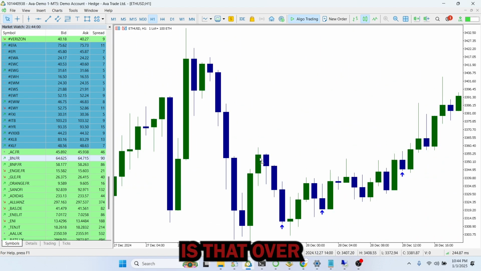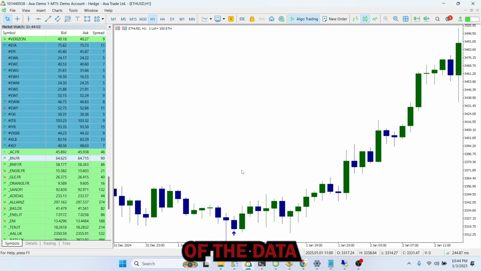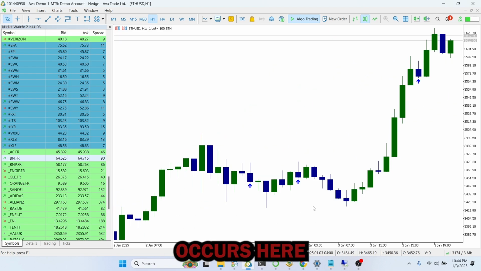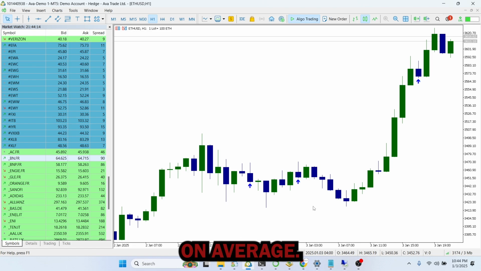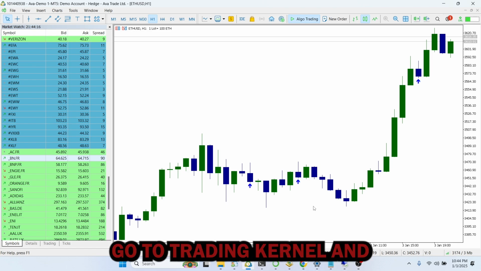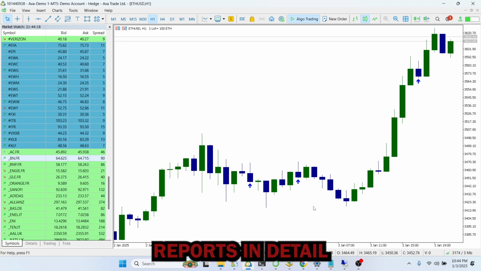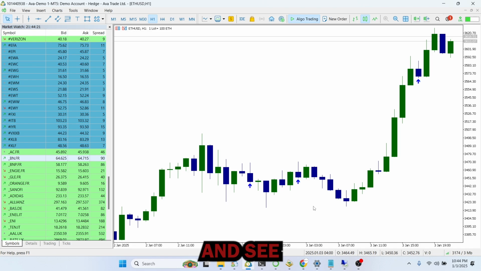So what this says is that over the period of data that we tested, whenever this pattern occurs, out of 10 trades, 6.5 usually come out as a bullish candle on average. Now let's go to Trading Kernel and look at this strategy report in detail and see what these conditions are.